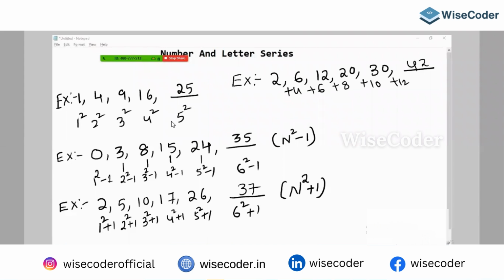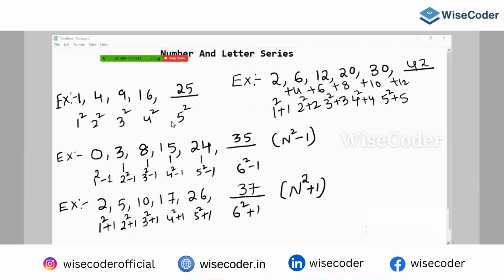But what is the other way around? 2 you can write as 1 square plus 1. 6 you can write as 2 square plus 2, because 2 square is 4, plus 2 is 6. Next, 3 square plus 3. Next value, 4 square plus 4. Then 5 square plus 5.